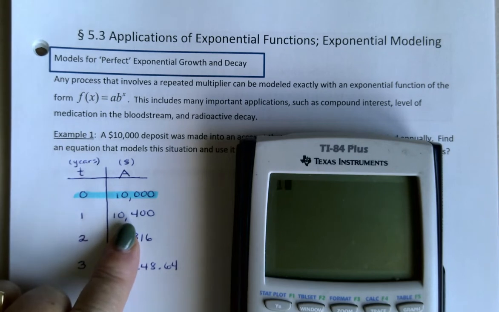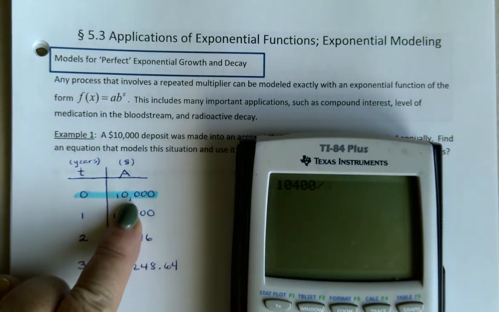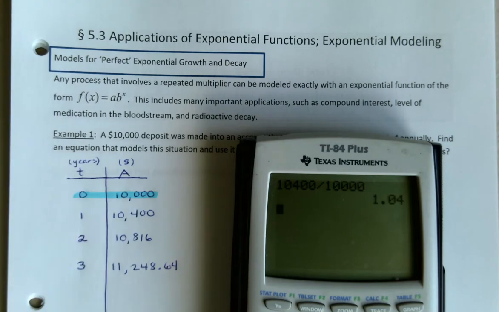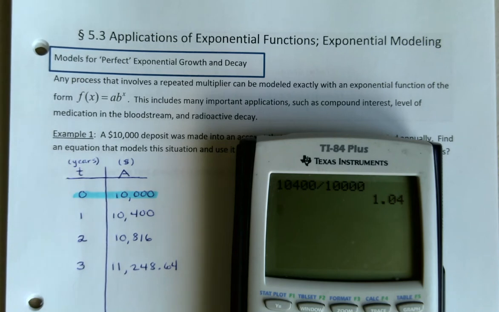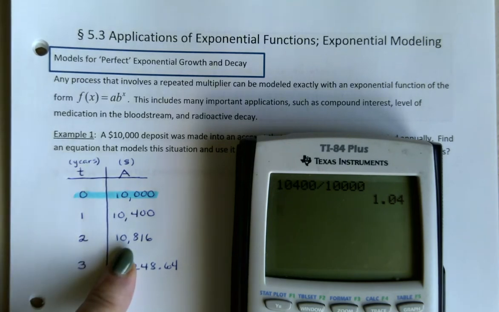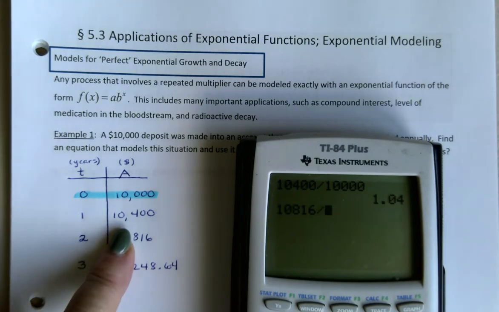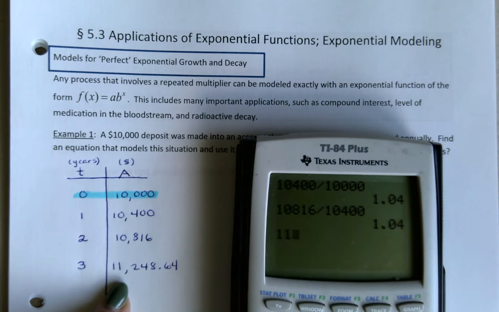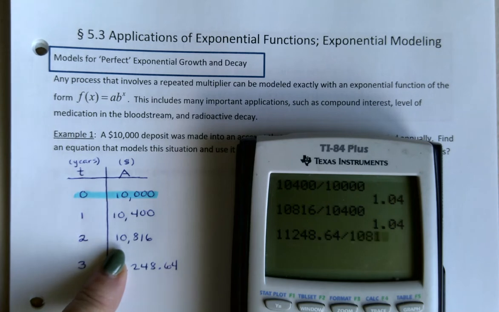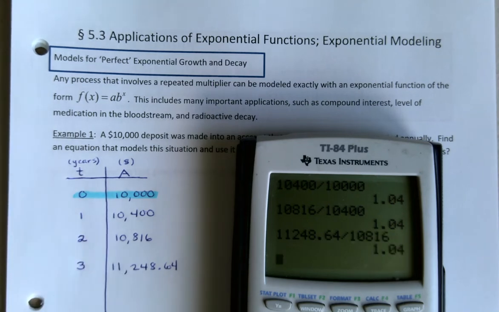You may already know what it is, but I'm going to use a calculator to find it just in case. If I were to take the 10,400 and divide by the 10,000, it looks like the multiplier that went from here to here was 1.04. Does that continue to work? 10,816 divided by 10,400. Yeah, 1.04 again. And just for thoroughness, we'll do the last one. Last value divided by 10,816. And there we go. There's that 1.04 again.